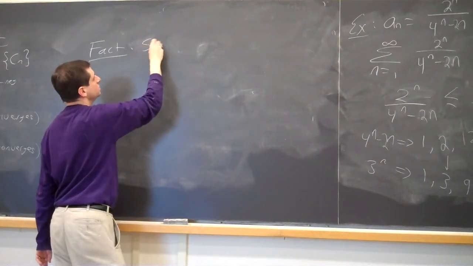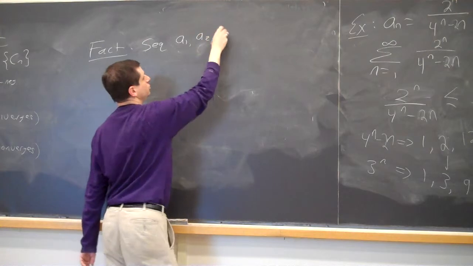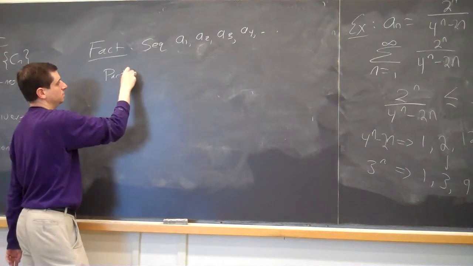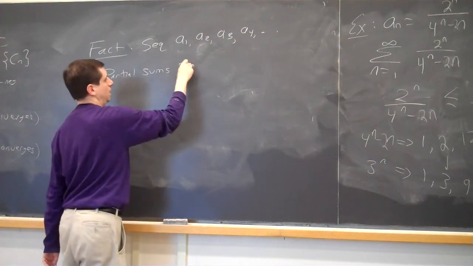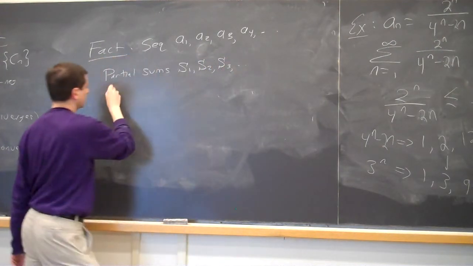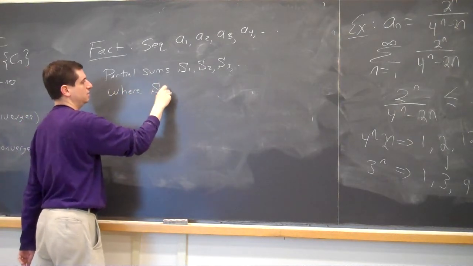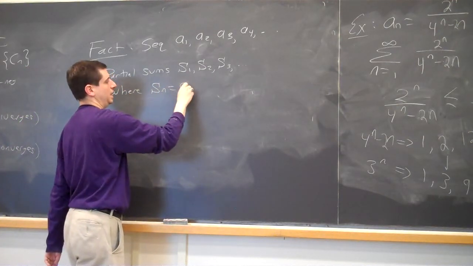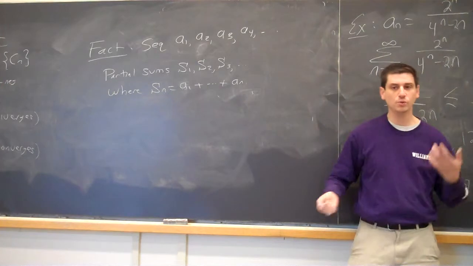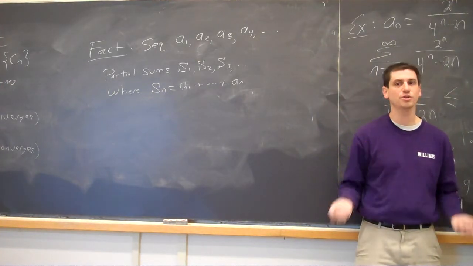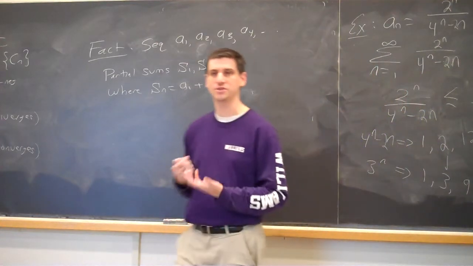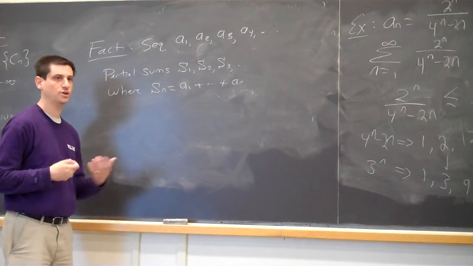So we have a sequence A1, A2, A3, A4, and so on. We form the partial sums S1, S2, S3, and so on, where Sn is A1 plus through An. So again, this is the language. Whenever I talk about a series, I'm talking about whether or not the corresponding sequence of partial sums converges or diverges. There's really no difference between talking about sequences and talking about series. I can go back and forth between the two.